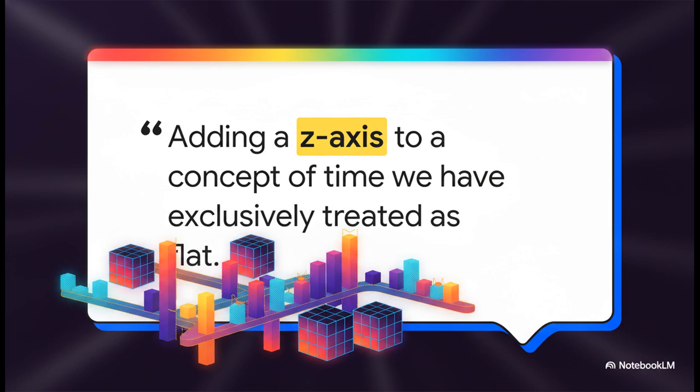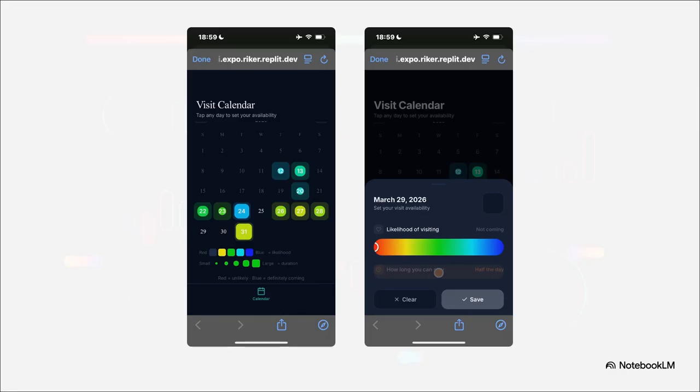Now, wrapping our heads around this requires a massive paradigm shift. You are essentially adding a Z-axis to a concept of time that we have exclusively treated as entirely flat. It's kind of like a Rubik's Cube of time. We're literally peeling our days off of that flat, two-dimensional industrial calendar and pulling them up into a dynamic 3D space. When this paradigm shift gets put into practice, the digital interface itself completely transforms.